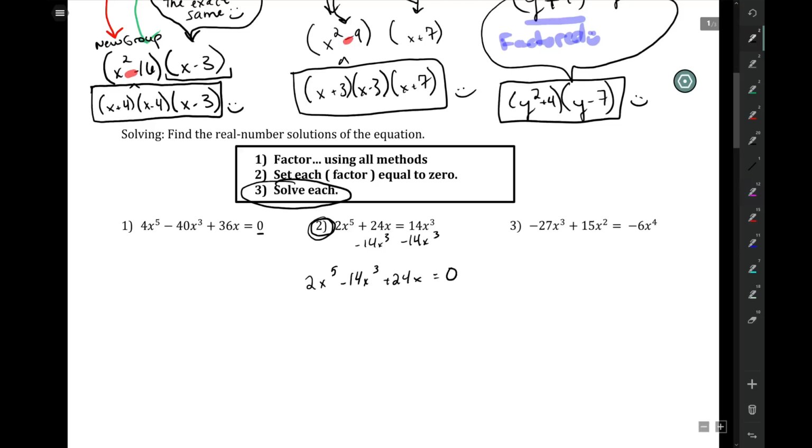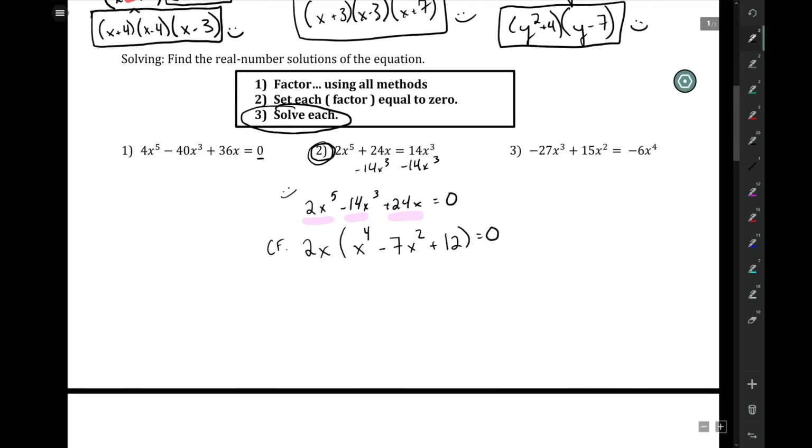Now I only have 3 terms, so actually I don't need to use the grouparang. This is from yesterday's factoring. Okay, and we're going to remove common factors. Looks like I have a 2 and an x in common. That'll leave me with x to the fourth minus 7x squared plus 12 equals 0. Again, don't forget about 2x. And we will factor what's inside.